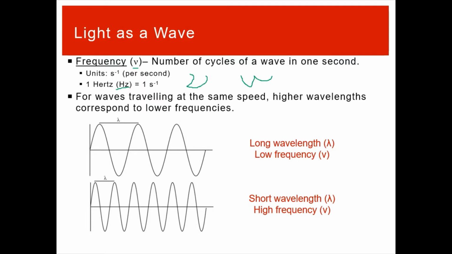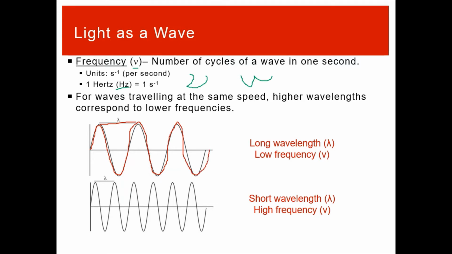So if you have two waves that are traveling at the same speed, wavelength and frequency are inversely related. That means if one of those values is high, the other one is lower, right? They kind of go in the opposite direction. So if you think about long wavelengths, there's a high distance between these two wavefronts. If you're traveling at this speed, you go up and down, up and down, right? We're moving along, but we're not going up and down that frequently because it's a high distance between them.